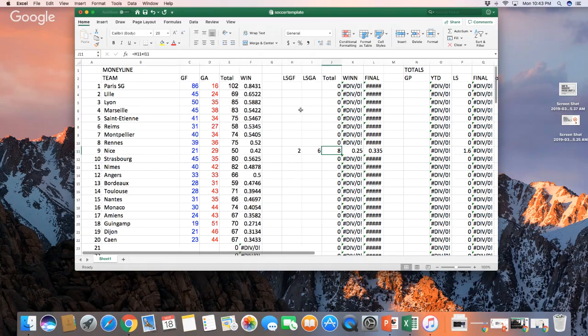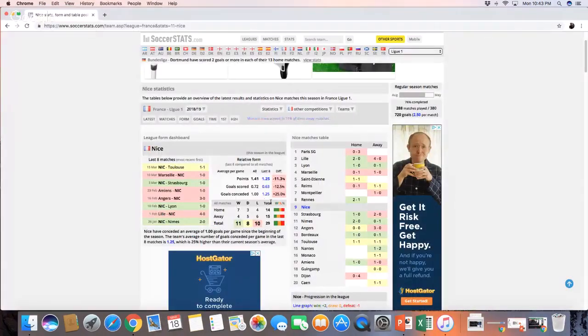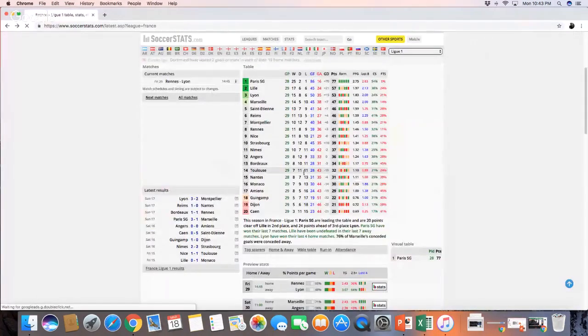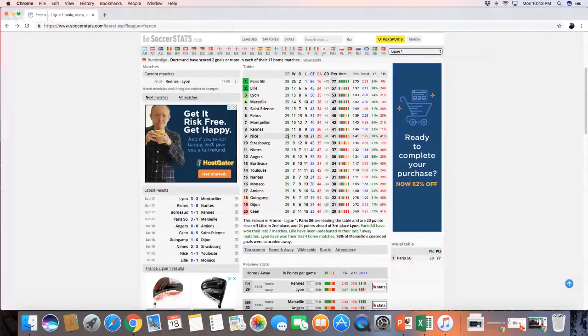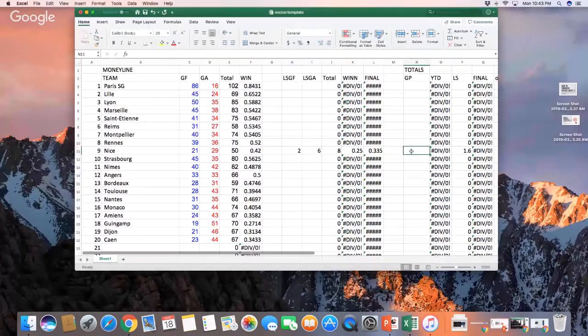And again, like I said, to go through this will be real quick. Let me show you, I might as well do the totals here too, just so you can see this. I go back over here and you have to find out how many total games they played. So Nice has played 29 games. So if you put the 29 in here, watch this. 29. Now this is pretty cool.